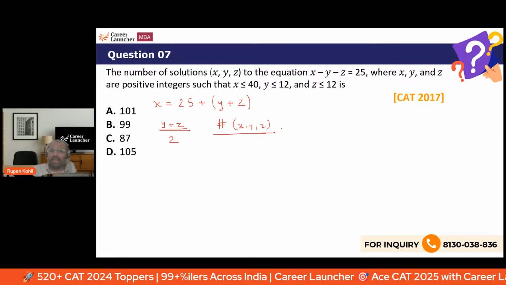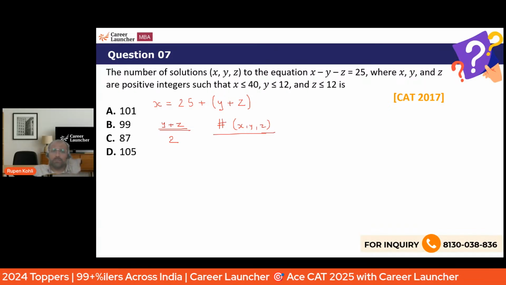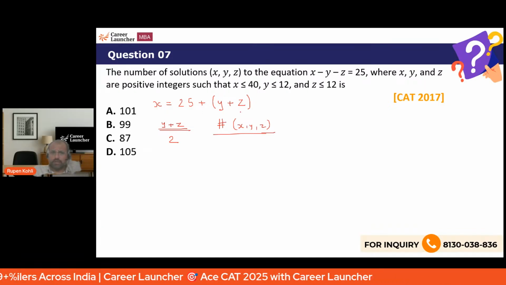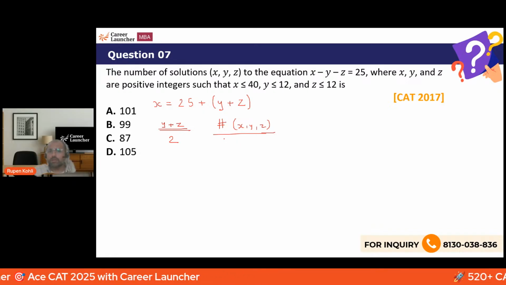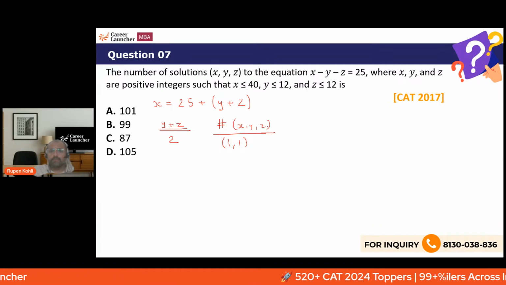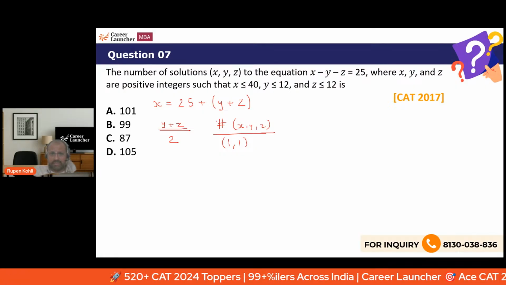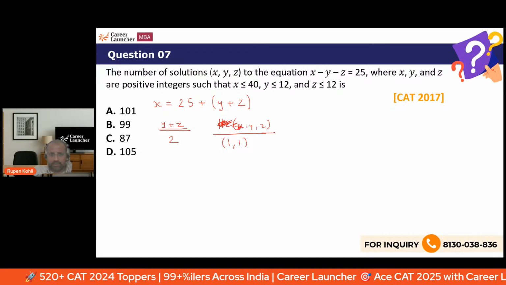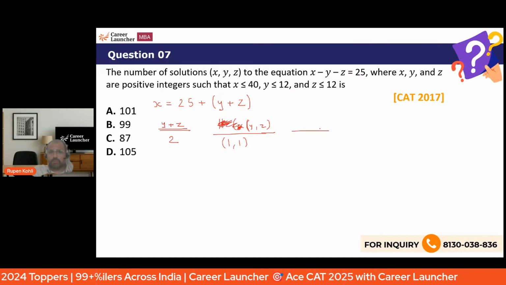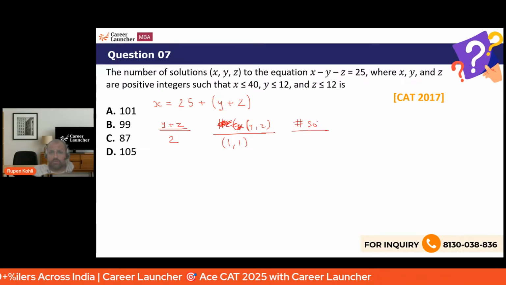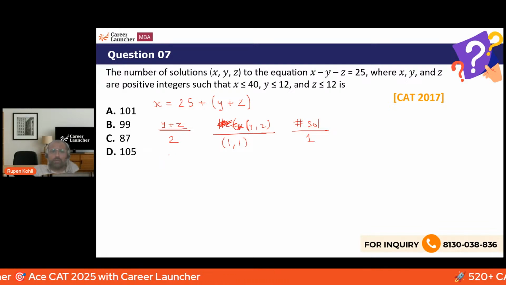When we are fixing the value of y plus z, our value of x is automatically fixed. So it is all the combinations of the values of y and z which will give us the solution. So it is only one solution, which is 1 comma 1, right? Here I'm writing the combination of y and z values, and here I'm writing the number of solutions, which is 1.